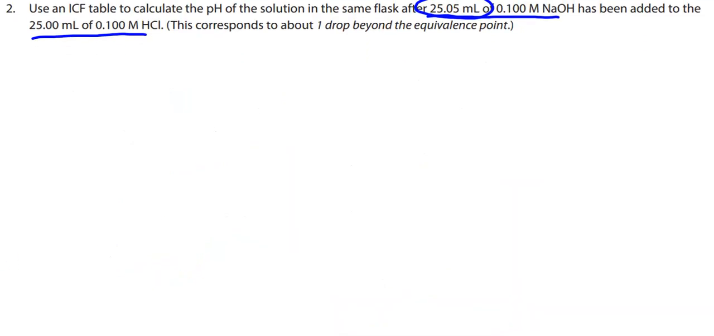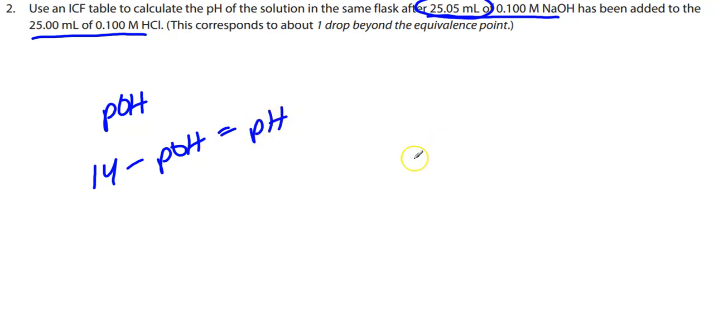So reminder, if you have sodium hydroxide left over, you have to get the pOH, then do 14 minus that to get the pH. So your final answer here for the pH should be 10.000, or something very close to that.